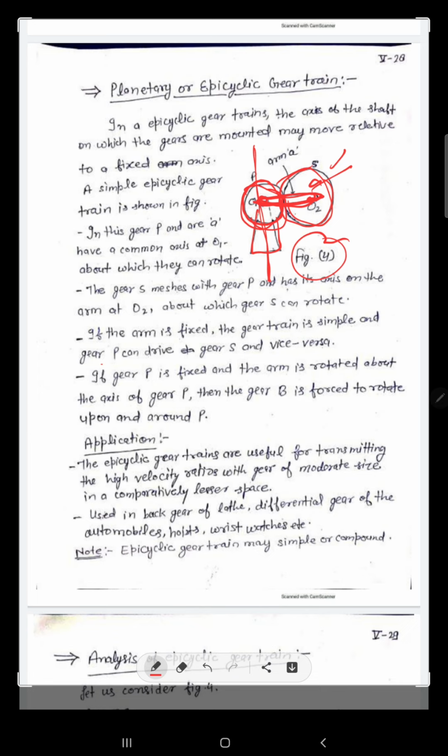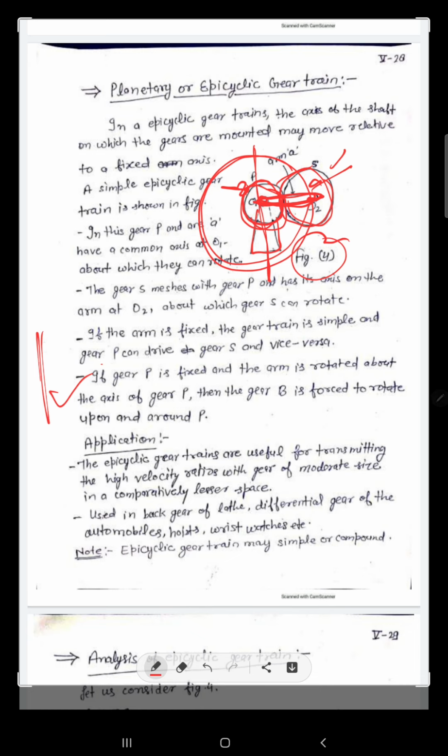If the arm is not fixed and gear P is fixed, then the arm will rotate around this gear like this. If the gear P is fixed and the arm is rotated about the axis of gear P, then the gear S is forced to rotate around P. So these are the two possible conditions in an epicyclic or planetary gear train.